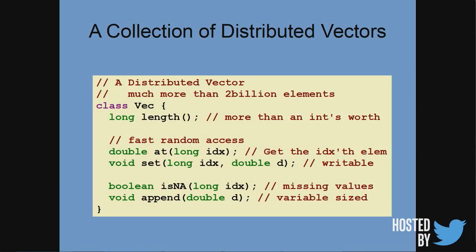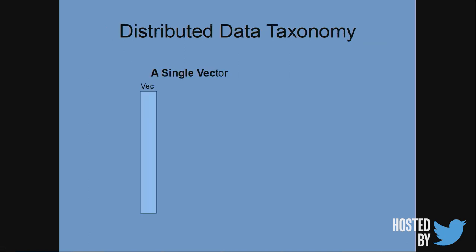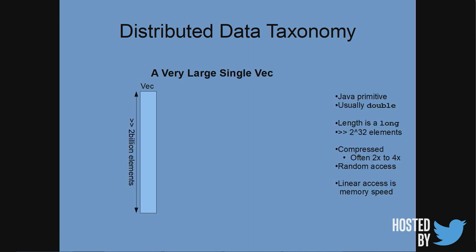And the append, by the way, works in parallel and distributed as well, so you can append in the middle if you like. That all works. So a vector then is a giant array. You can conceptually think of it as containing Java doubles, but it's compressed, so it's often not actually containing doubles, but it has the same properties.